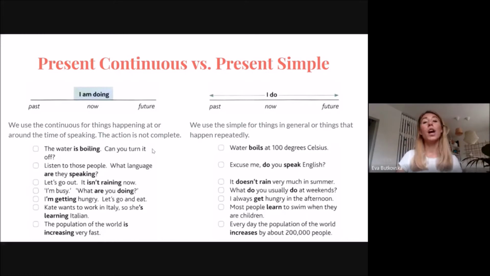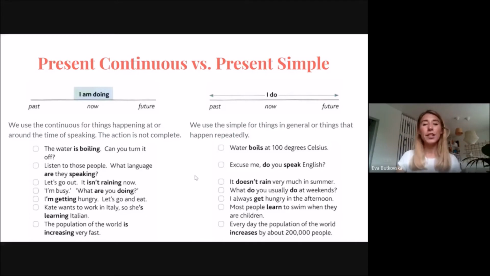I'm busy. What are you doing? So I'm asking, what are you doing at the moment? I don't really have to add the phrase at the moment or the word now, because if I use present continuous, the other person who I'm asking knows that I'm asking, what are you doing now? But if I ask, what do you usually do at the weekends? I'm asking about your habits or regular actions or regular events.